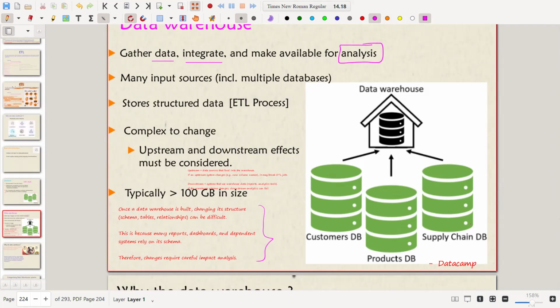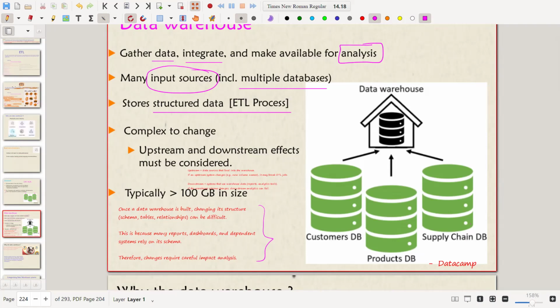In a data warehouse, you will have a lot of input sources. You can see multiple databases will be there and many input sources. And it stores structured data. Through the ETL process, like extract, transform, and load, it will use the structured data, right? However, this data warehouse is complex to change. That is, the upstream and downstream effects must be considered.